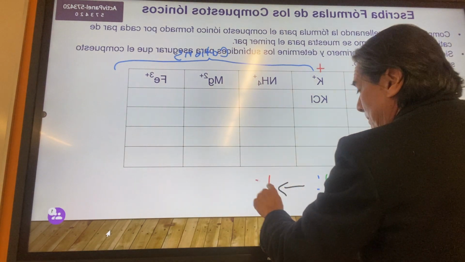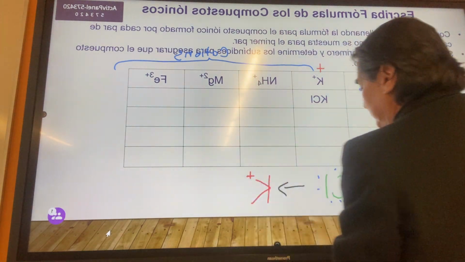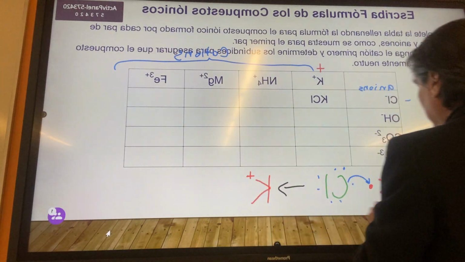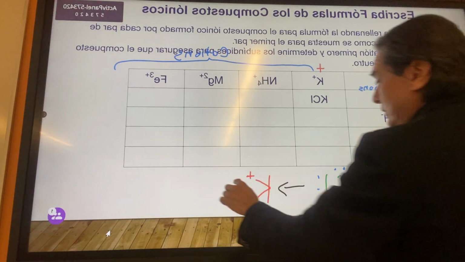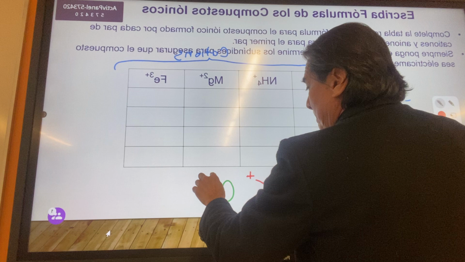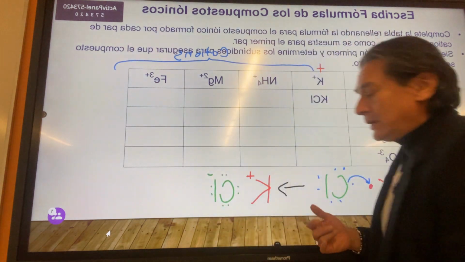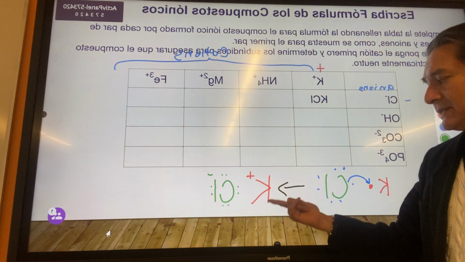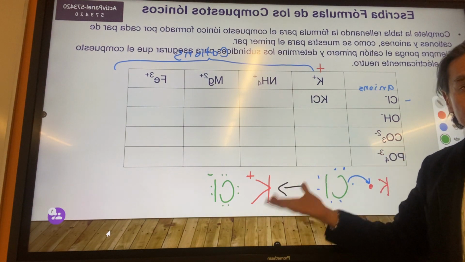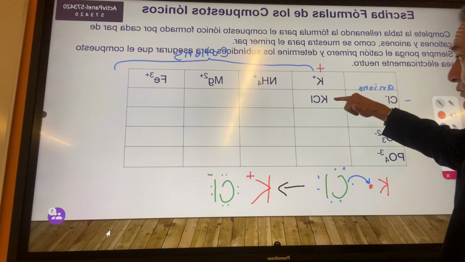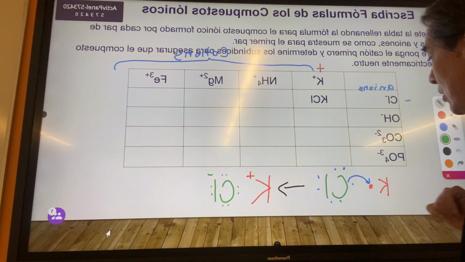That will give you a potassium plus with no electrons. And this will give you chlorine minus. And now, because of the octet rule, chlorine has 8 electrons, potassium has no electrons, right? So that gives you potassium chloride, a neutral compound.